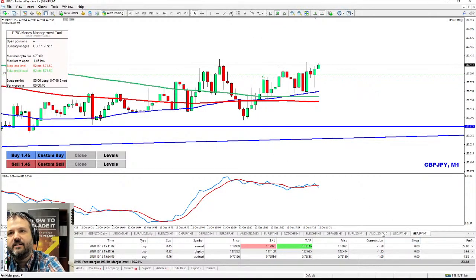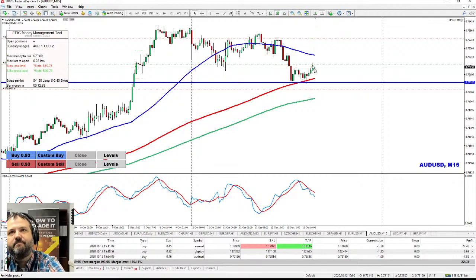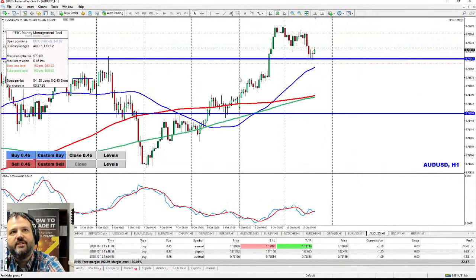And pound is making money, and the Australian's looking decent.